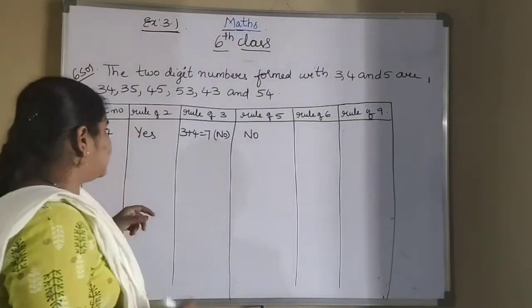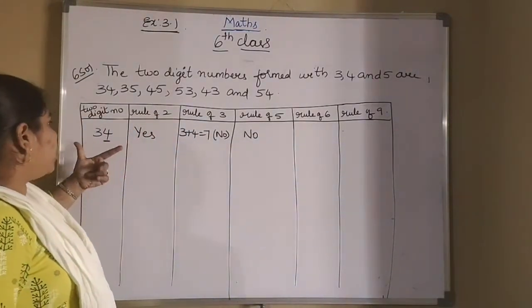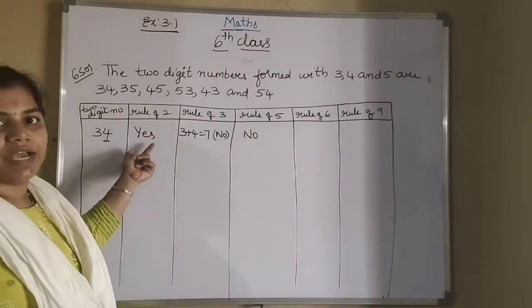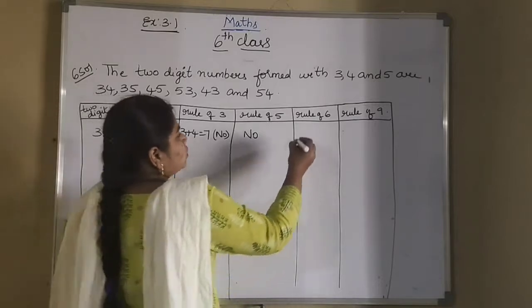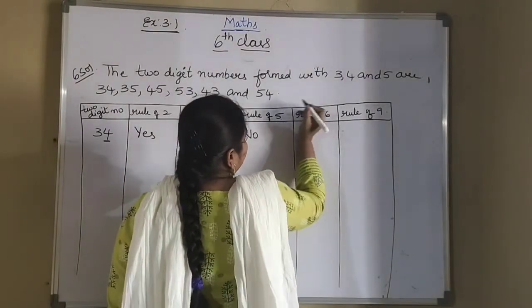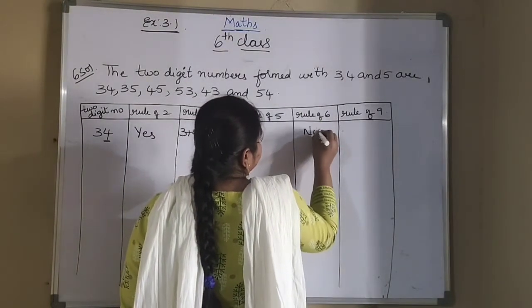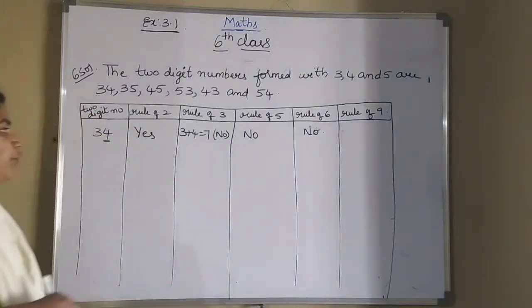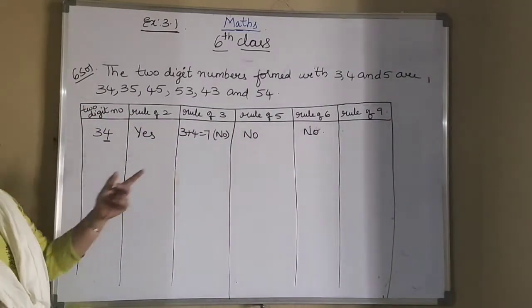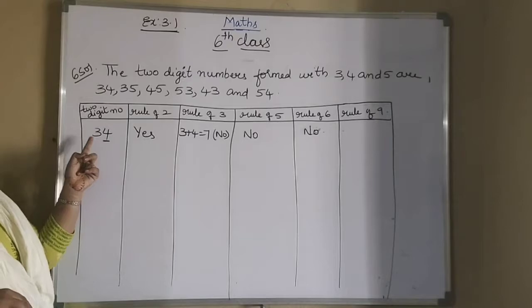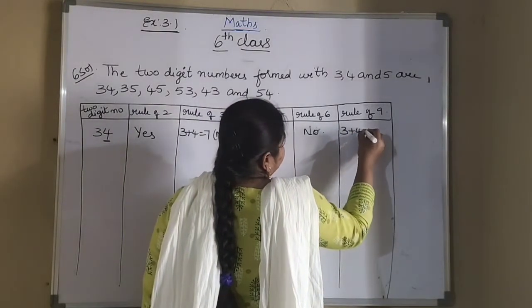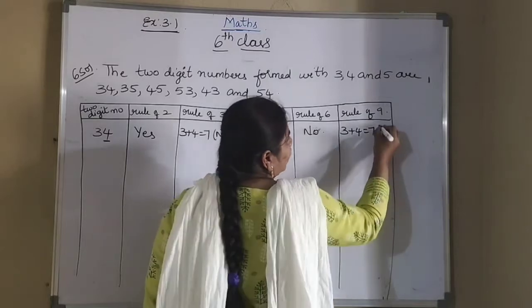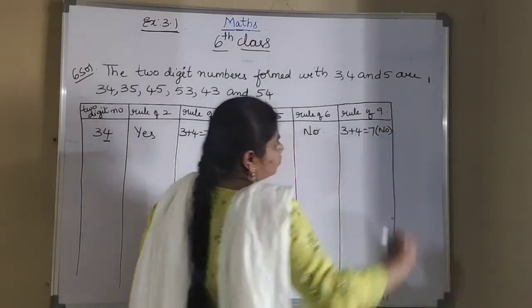Next, rule of 6. In rule of 6, both 2 and 3 should be satisfied. But here 2 is satisfied, 3 is not satisfied. So rule of 6 will also not be satisfied. No. Next, rule of 9. What is rule of 9? Same as rule of 3, that is, the sum of digits should be divisible by 9 here. So 3 plus 4 is 7. 7 is not a multiple of 9. So it will be no.